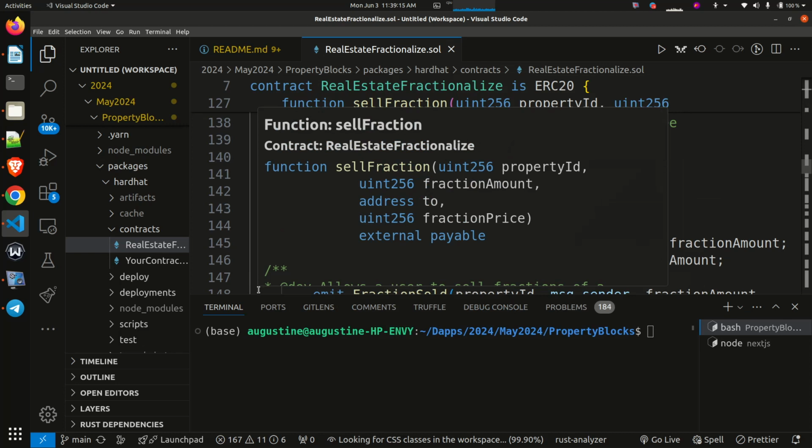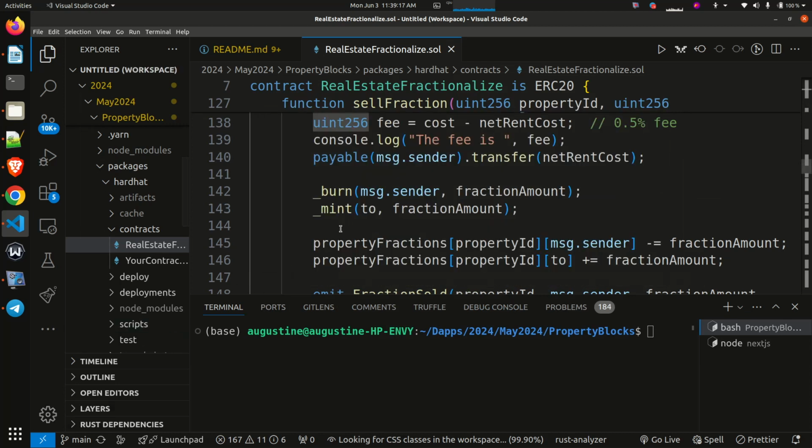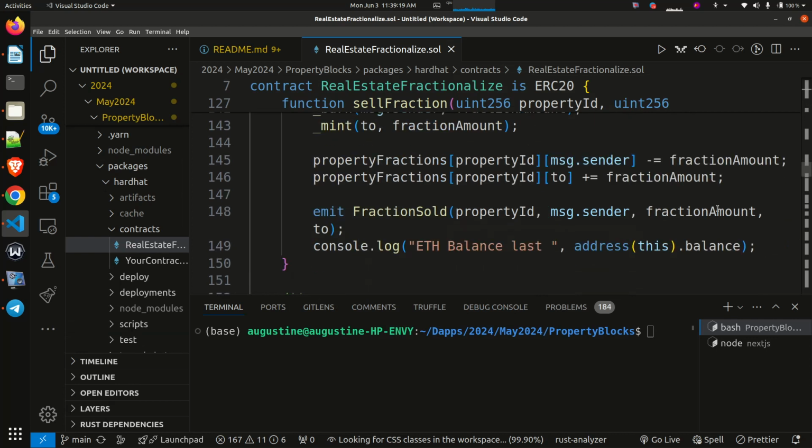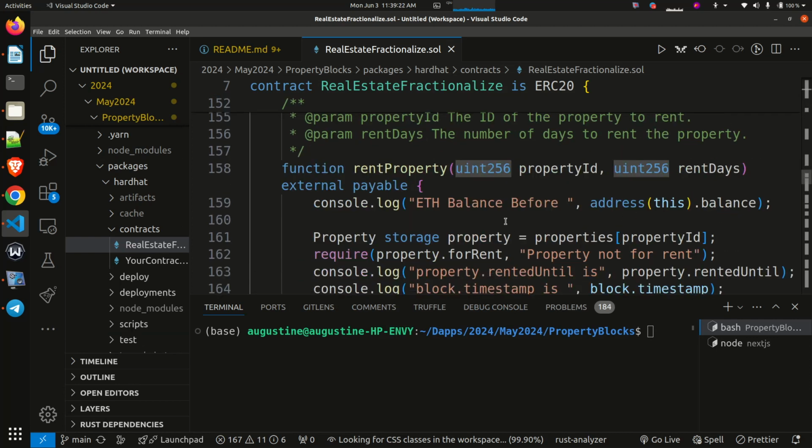What you have on your wallet is burnt. The new owner now, the fraction is minted to the new owner. Then we have the rent property, which is another dimension I actually wanted to add. A property can be invested on, but at the same time, instead of lying low, that property can also make much more money by rentage. So I decided to include the function rent property. So people can invest and buy various fractions of properties. That does not stop the property from being put up on rent.